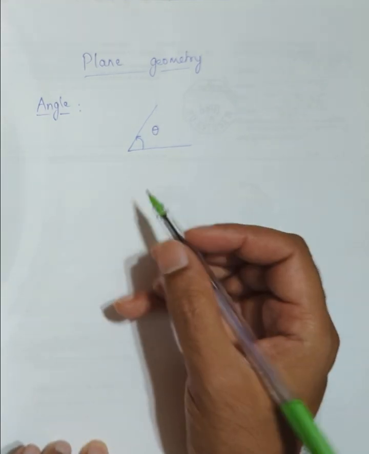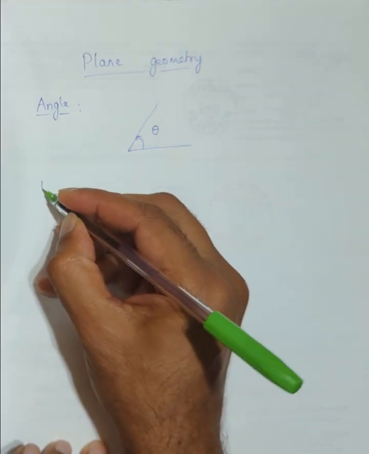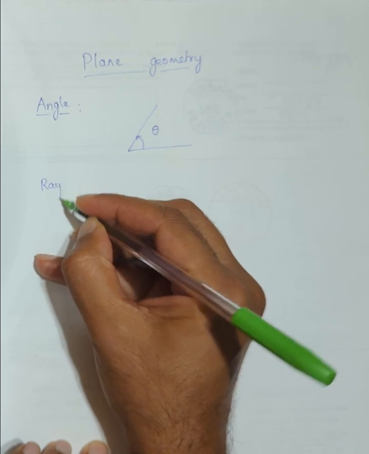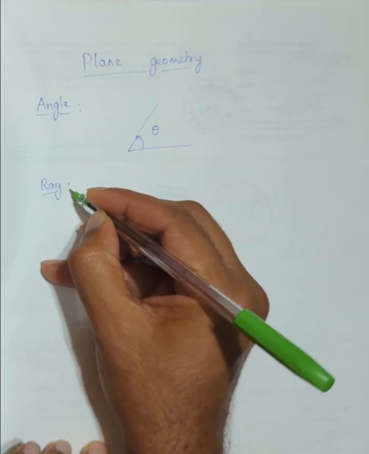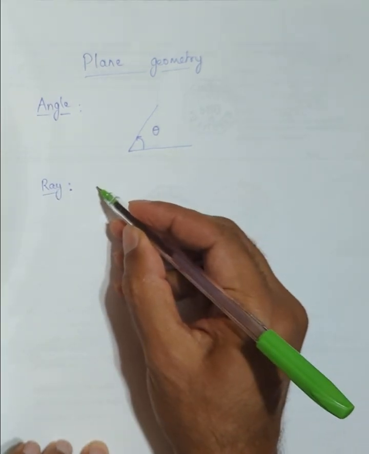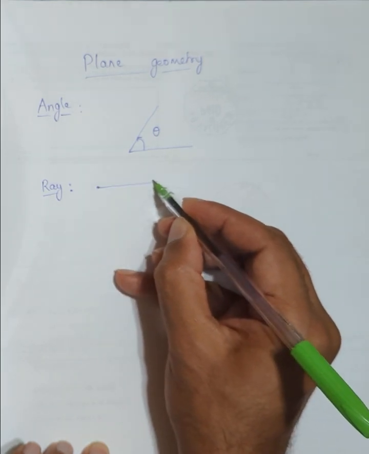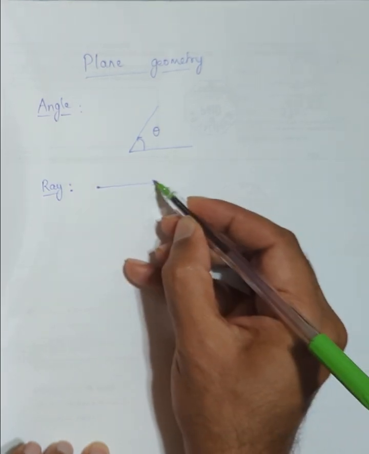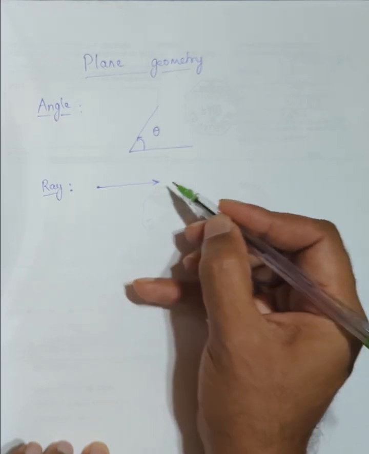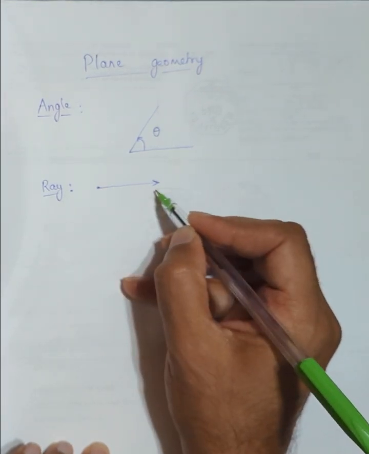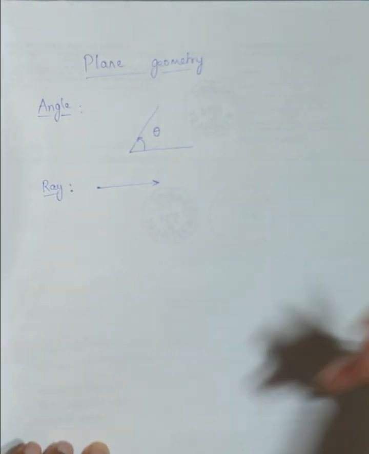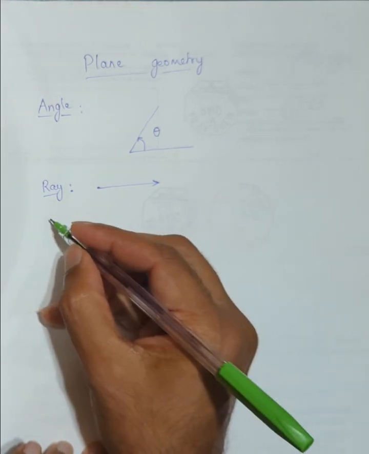We used a word, we said ray. So let's go ahead and talk a little bit more about it. What is a ray? A ray is something that has a starting point, but it has no end point. It goes on forever. And something that goes on forever, in math, we use an arrow to denote that it never stops.